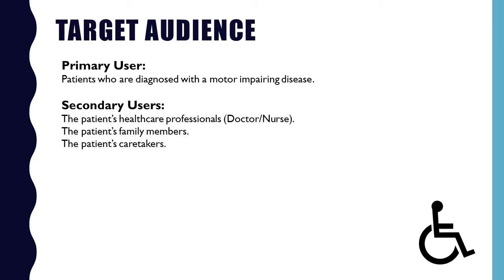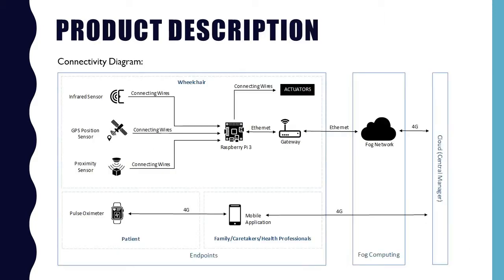Patients with a motor impairing disease will be the primary demographic for this IoT solution. To help provide these patients with an increase in mobility and independence while still ensuring their safety, an IoT system will need to be applied.